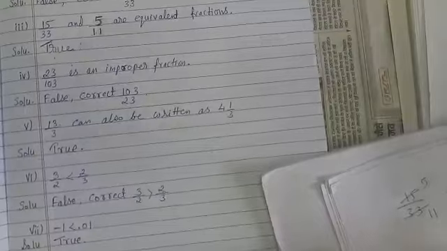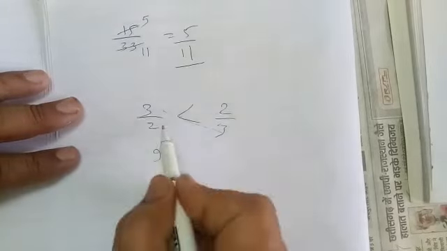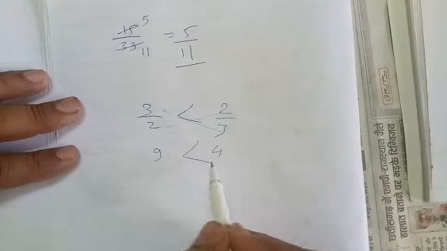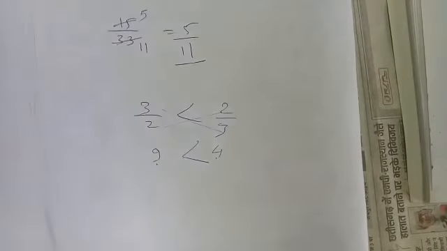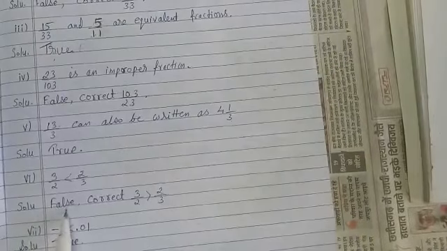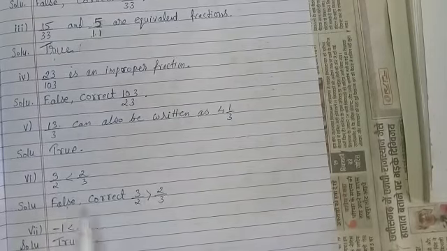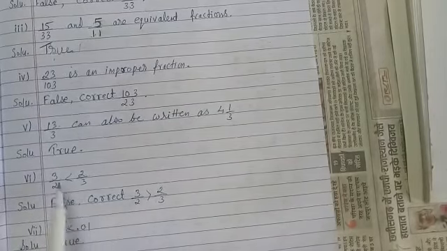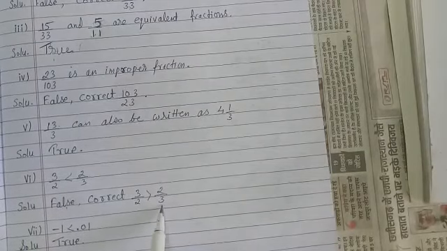3 upon 2 is greater than 2 upon 3. What is the question? 3 upon 2 is greater than 2 upon 3. We have seen this, we will just see how it is. 3 multiply 3, that is 9, then 2 multiply 2, that is 4. Is 4 greater? No, it is false. So the sign will be interchanged.